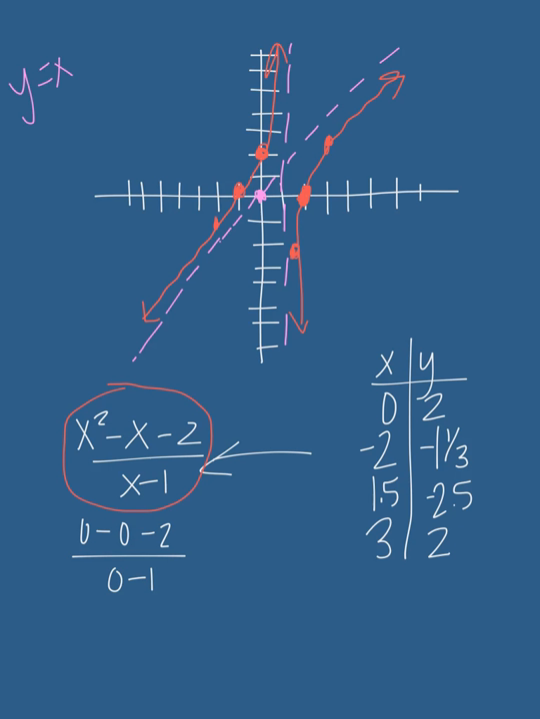If I asked you for the domain, you would be looking at where x is all real numbers, except x cannot be 1, because that's where we have that vertical asymptote, which is where it's undefined. And that is everything you need for this lesson.